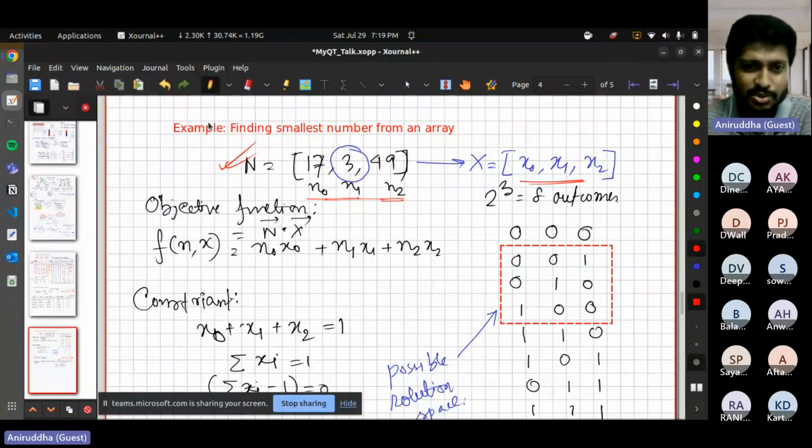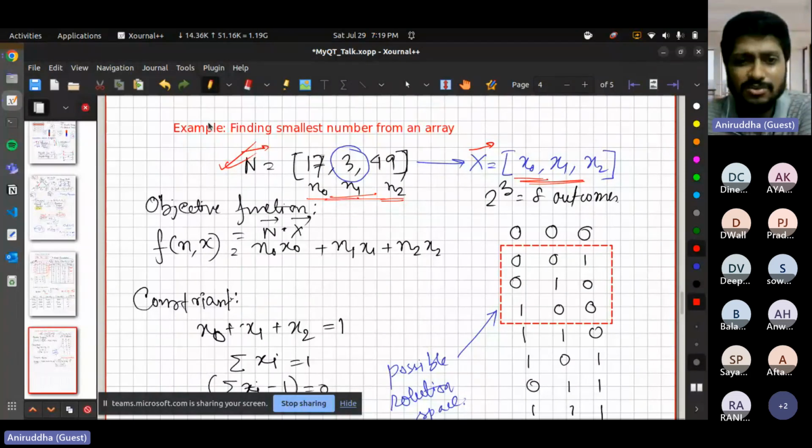Okay, so to do that, I have created an objective function. That is basically the dot product between this thing and this thing. If you consider this n to be a vector and this x to be a vector, what I've thought of is constructing an objective function which is a dot product between these two vectors. Okay, I shouldn't say it like a dot product. These are not vectors, but I can consider them vectors for this particular purpose.